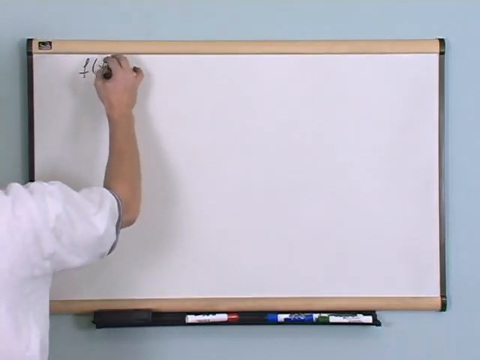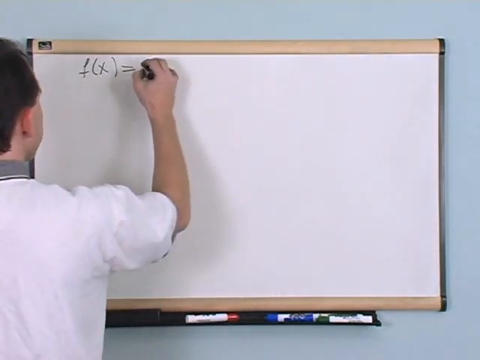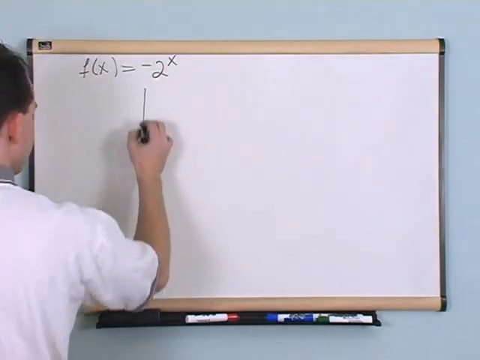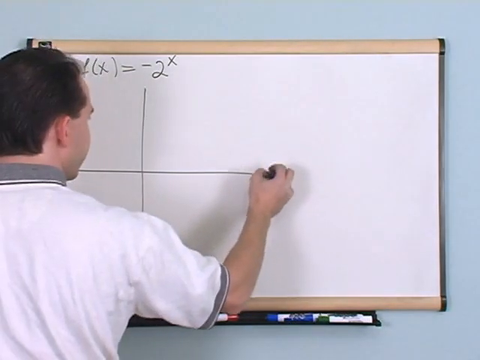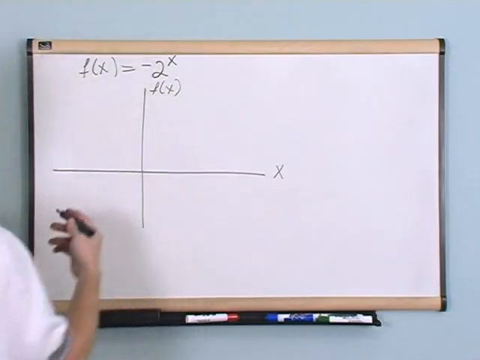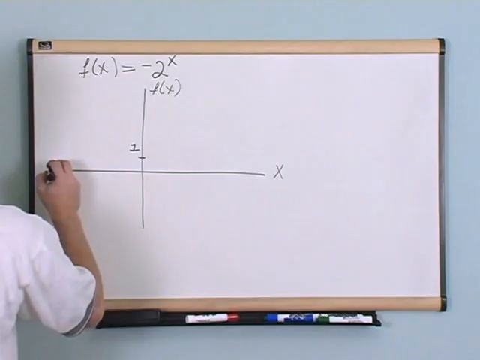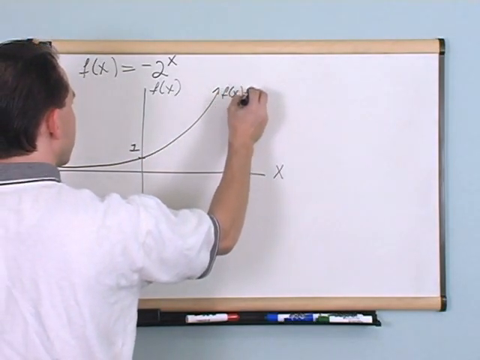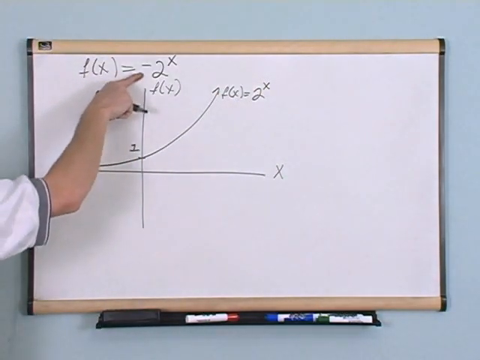Okay? And what if you had f of x equals negative 2 raised to the x power? Well, I'm going to draw something that's not necessary really, but it's going to help you out. Here's x, here's f of x. What would the graph of 2 to the x look like? We've been talking about that all day long. 2 to the x is going to look like this. That's what this is. But they didn't ask for that. They asked for the graph of negative 2 to the x.